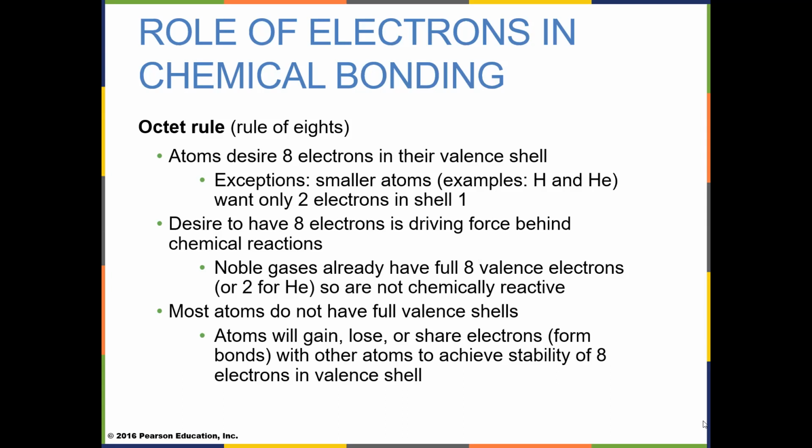Sodium, with 11 protons and 11 electrons, has 2 electrons in its first shell. It has 8 electrons in its second shell. The second shell will only hold 8. It has 1 electron in its third shell. It has a third shell.